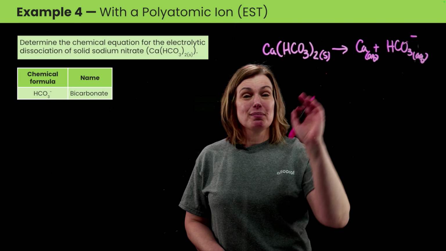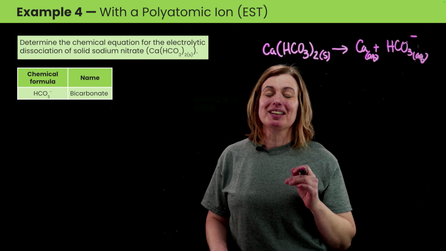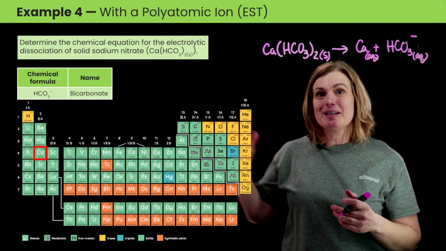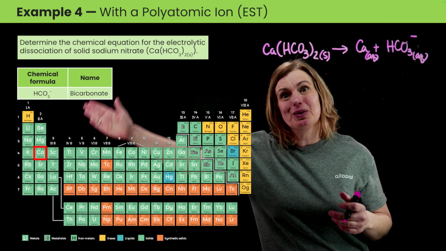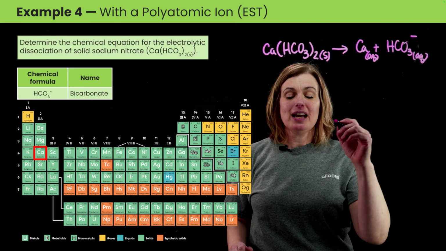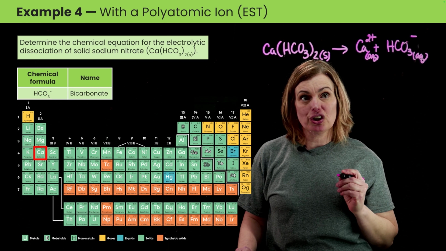Now I'm going to look at my calcium. Sorry, a little pause there. My calcium is going to come right from the periodic table. If I take a look at the periodic table, I see that calcium is in the alkaline earth metal group, which is the second family there. And that typically has a 2+ charge.